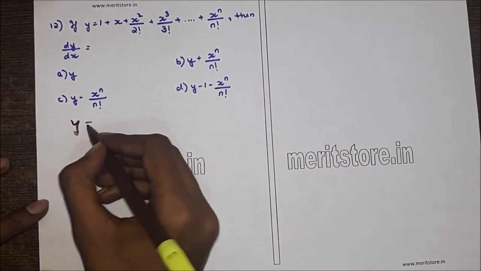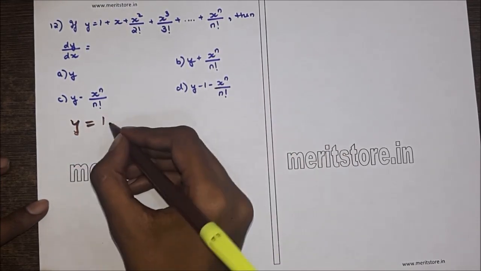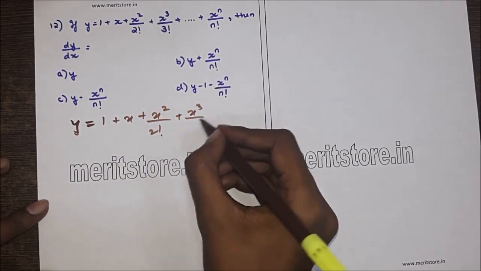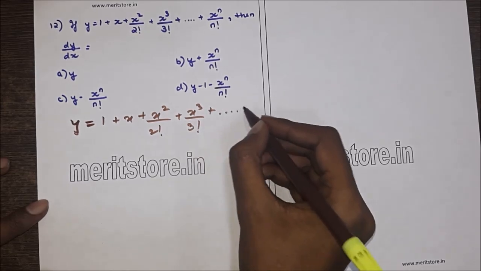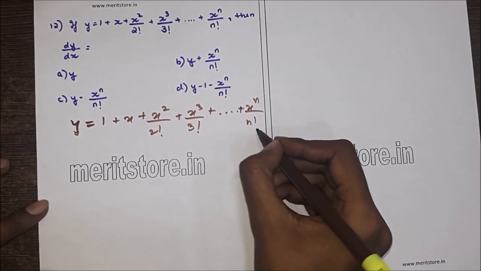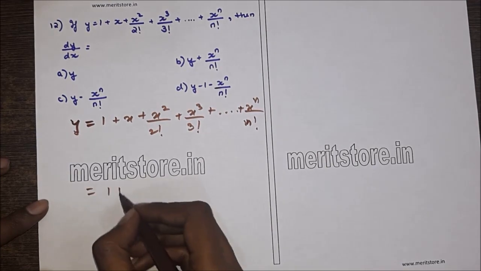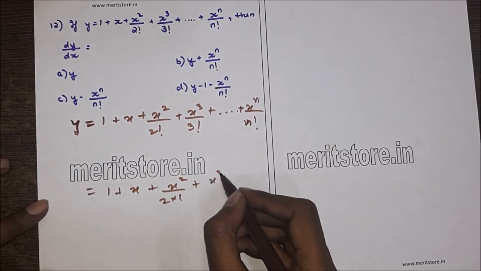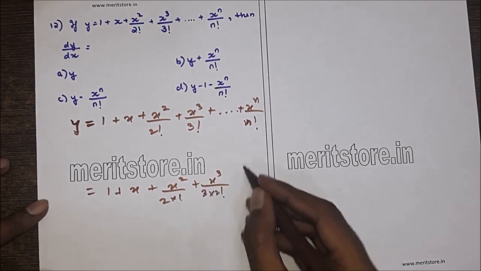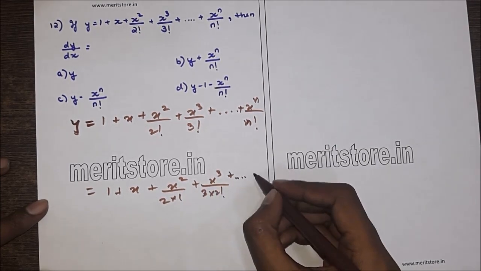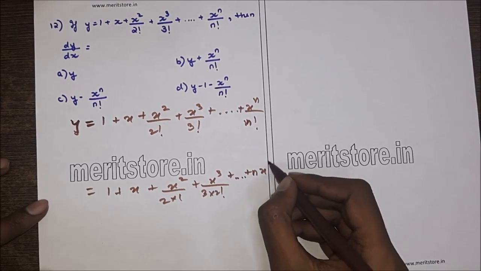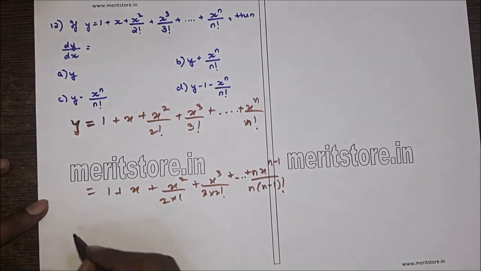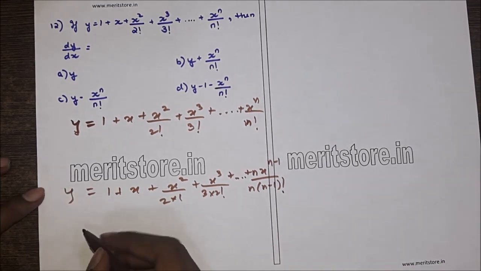We rewrite this term, y is 1 plus x square by 2 factorial plus x cube by 3 factorial plus so on and so forth till x raised to n by n factorial. This can be written as 1 plus x square by 2 into 1 plus x cube by 3 into 2 factorial, so on and so forth till n times x raised to n minus 1 upon n into n minus 1 factorial. Now we differentiate it with respect to x.